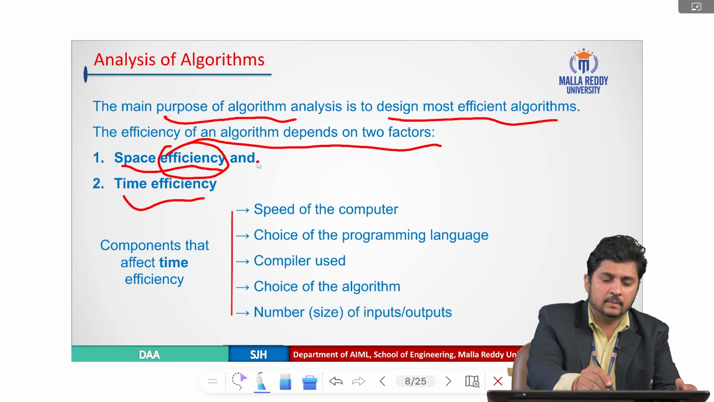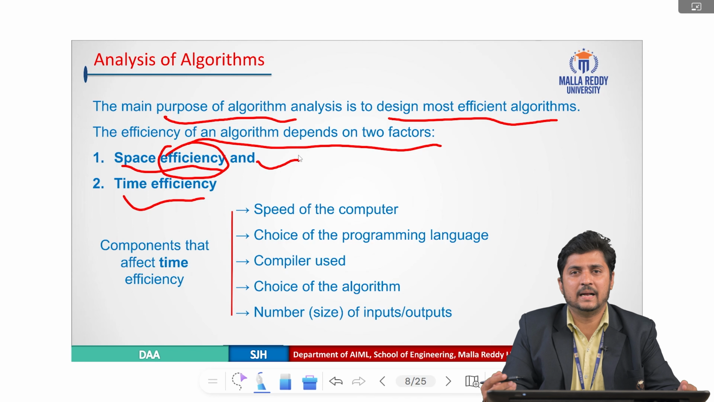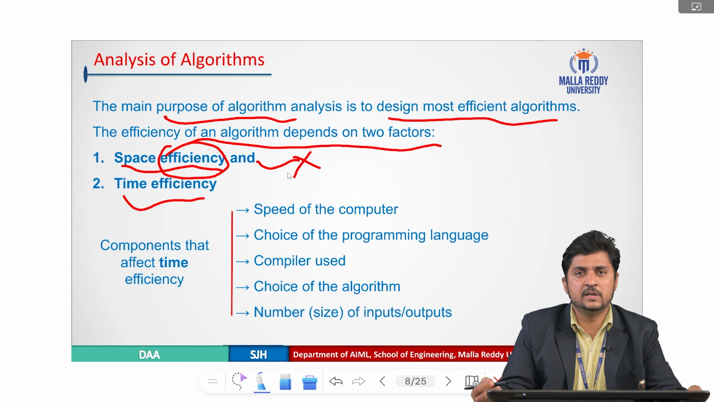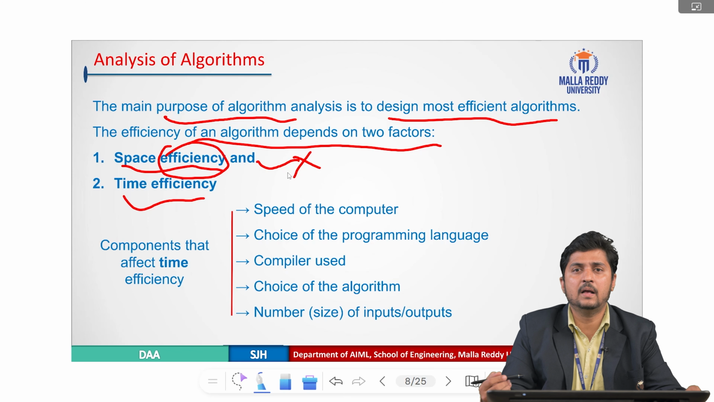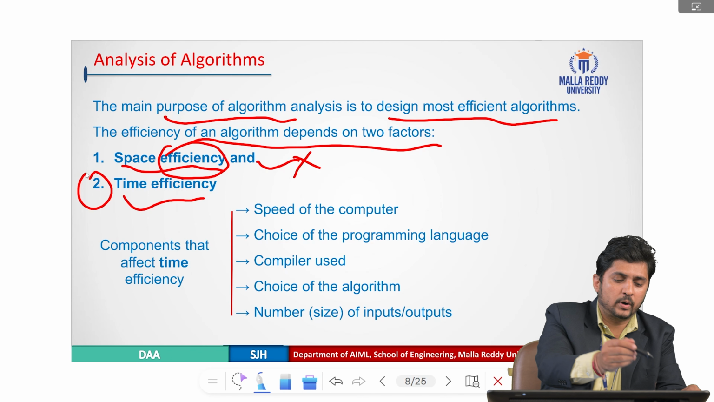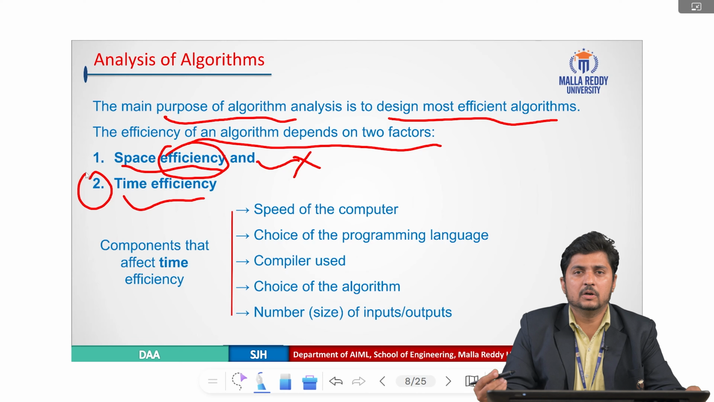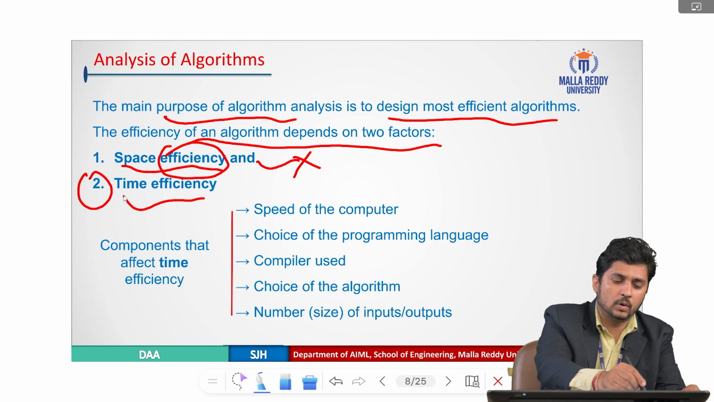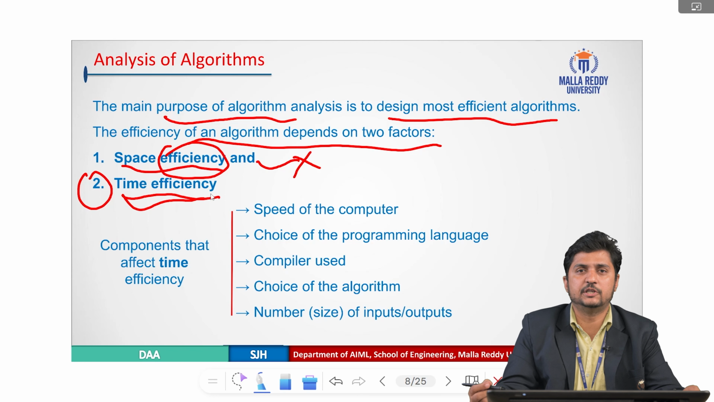Nowadays, space is no longer a constraint, as we have cloud computing and cloud storage. For that reason, we are not going to consider space efficiency as a major challenge in designing or analyzing any of the algorithms. We will focus more and more on time efficiency, because we are going to analyze and conclude that such and such an algorithm is more efficient in terms of the time consumed by that particular algorithm. So we are going to focus only on time efficiency.